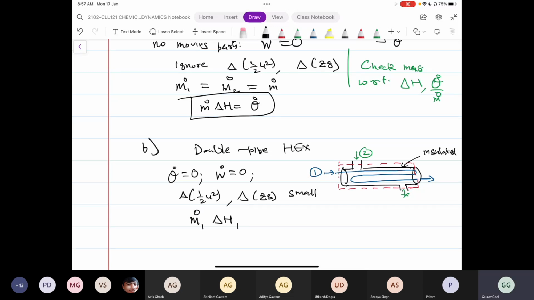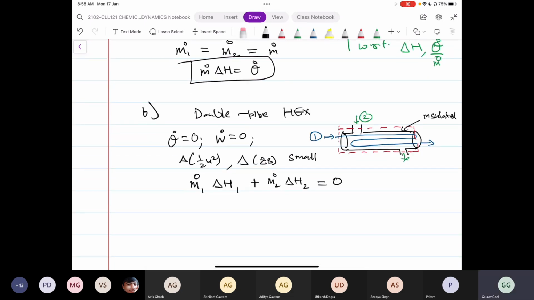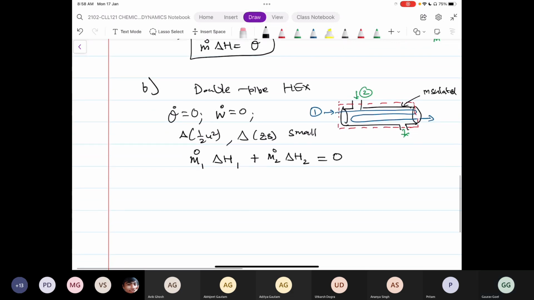so M1 naught is the flow rate of stream 1, delta H1 is the change in enthalpy of stream 1. Similarly, M2 naught, delta H2 naught, which essentially says increase in total enthalpy of stream 1 is equal to decrease in total enthalpy of stream 2, or vice versa, depending on which stream is getting and which stream is losing heat. Okay. So at the end, again, you are getting an intuitive answer, but it's best to do it in a correct way, which is general energy balance. Write down your assumptions quickly.